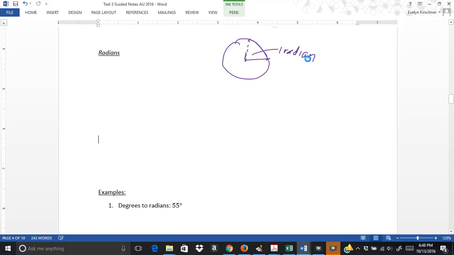So it's the angle measure that you turn through to go the distance of a radius along the outside of a circle. And it turns out that there's 2 pi radians in 1 revolution. So what that means is that 2 pi radians equals 360 degrees.